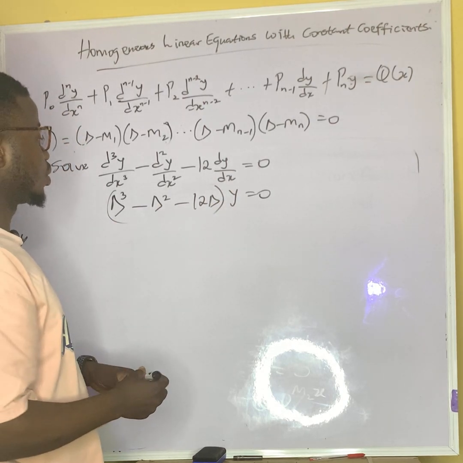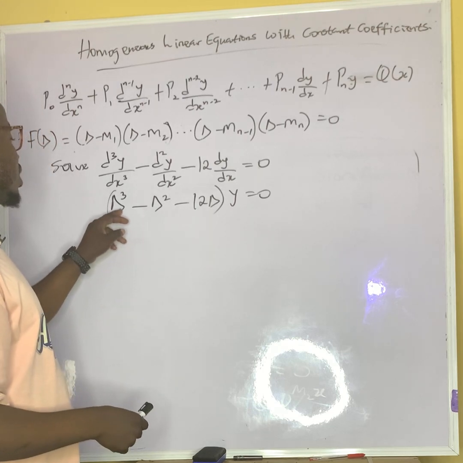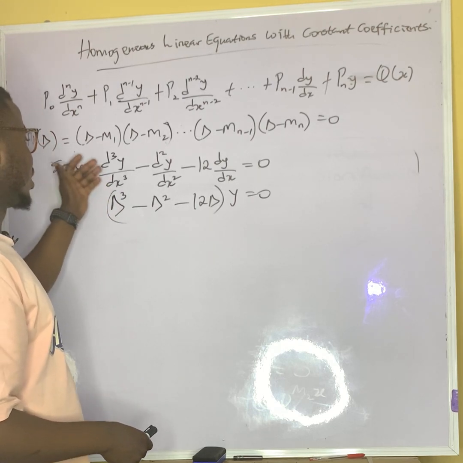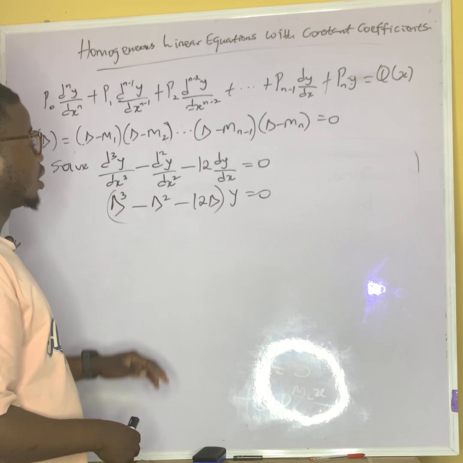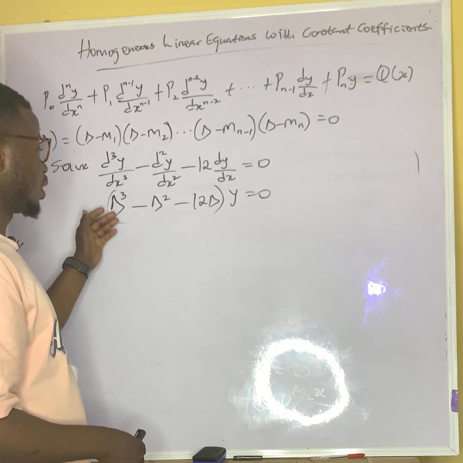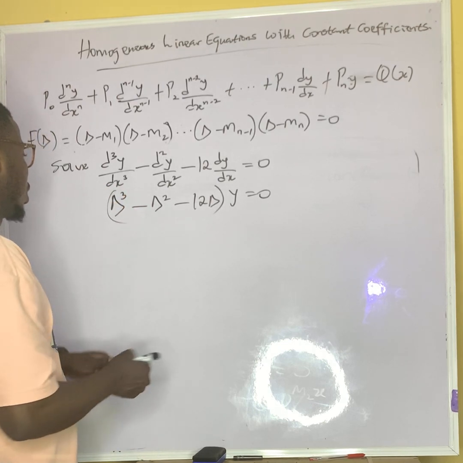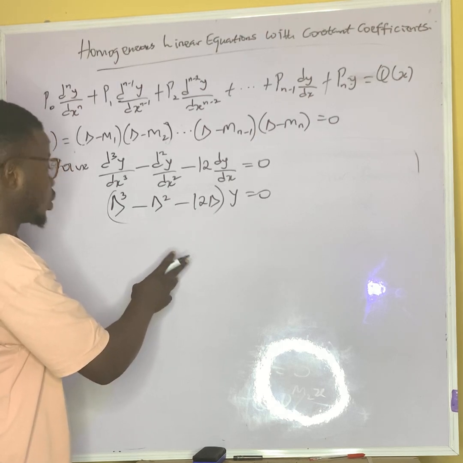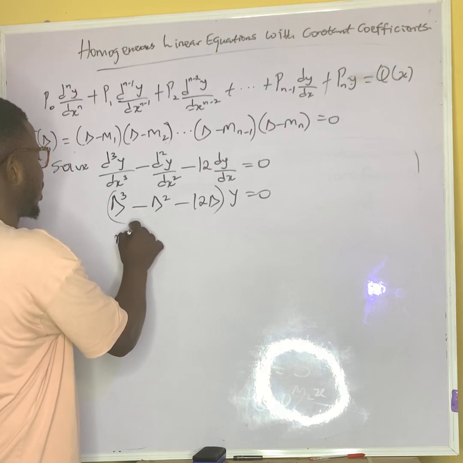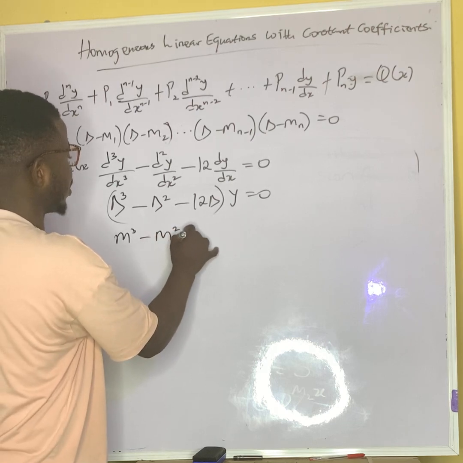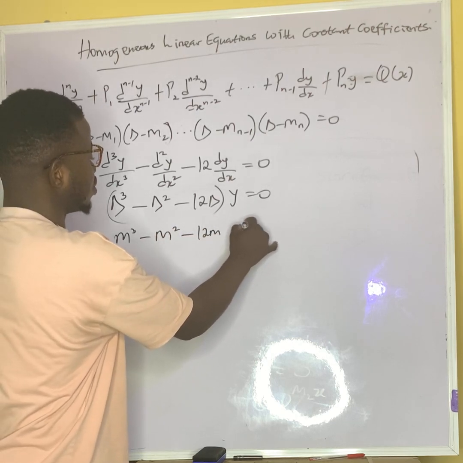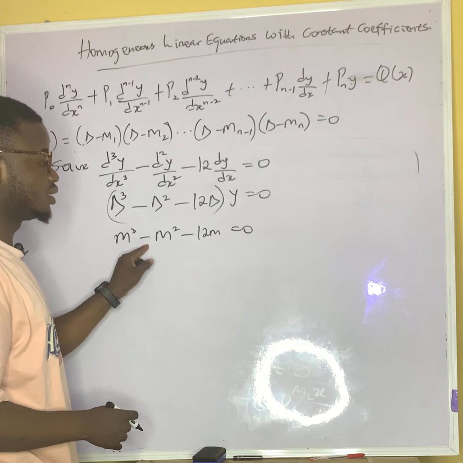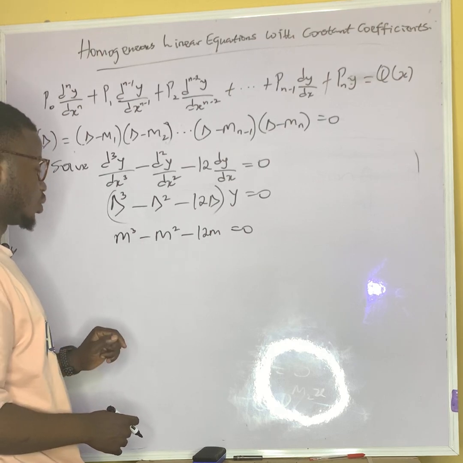So we have it in D operator form, and since the power here is of order 3, the highest degree is 3. That means we're going to have 3 roots, 3 characteristic roots. So from here, we'll take it to the characteristic equation. That will be m cubed minus m squared minus 12m equals to 0. So this is the characteristic equation.